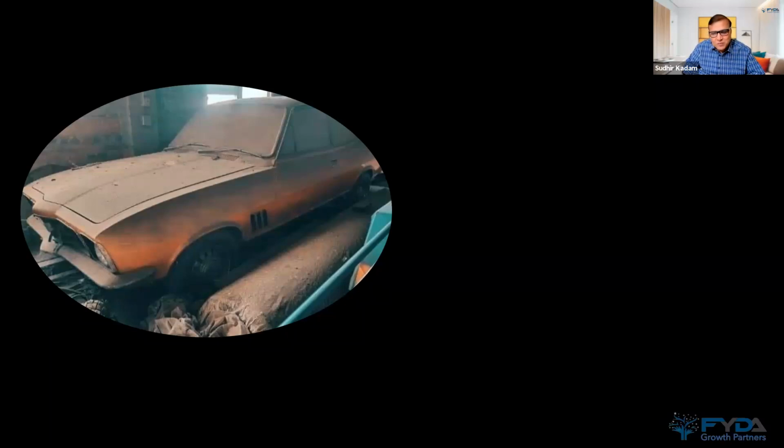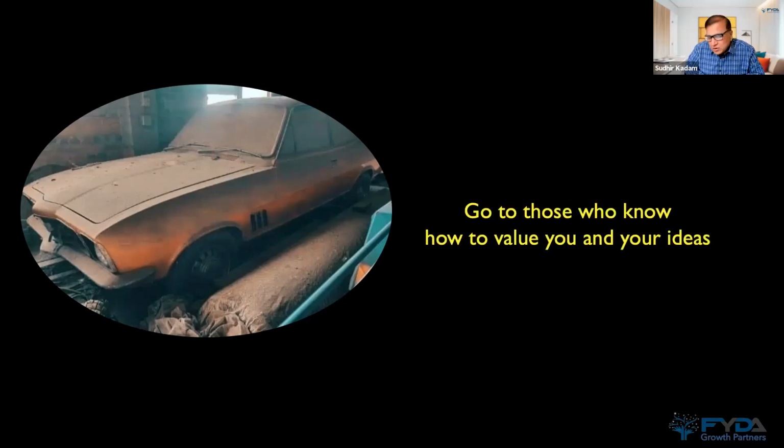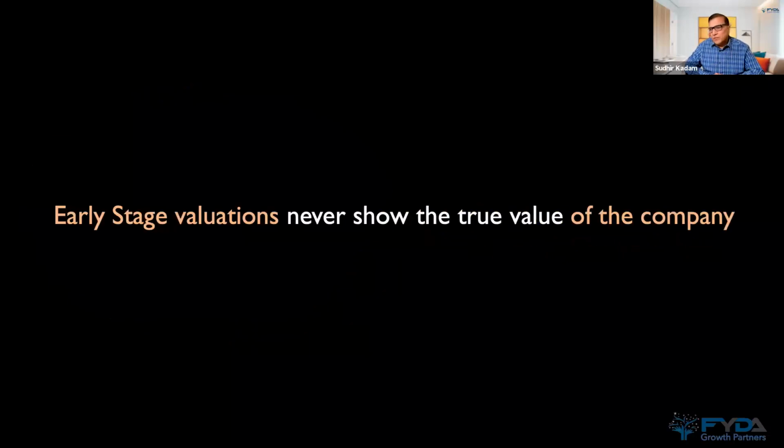That's not my investment. I want you to understand this lesson. If you go to the wrong place, you get the wrong valuation. So go only to those who understand your valuation. Similarly, when you start approaching investors, you have to approach investors who know how to value you as a person, and they know how to value your ideas also. In the very early stage, the valuations will never show the true value of the company.